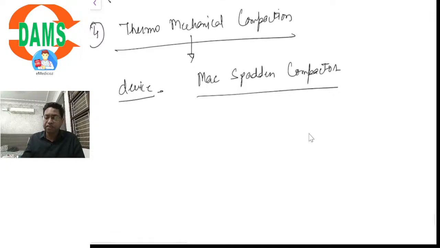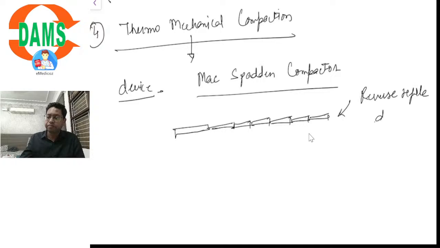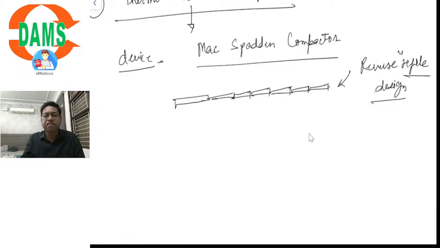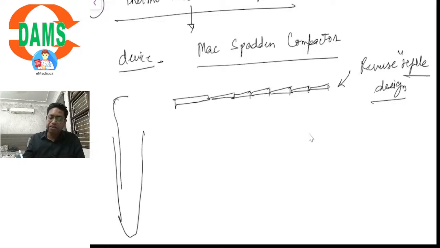McSpadden compactor. This is a rotary device like this. This has a reverse H-file design. What is done? This is the prepared root canal, suppose. We select a master cone, which is placed inside the root canal. Alongside the master cone, we place the McSpadden compactor.